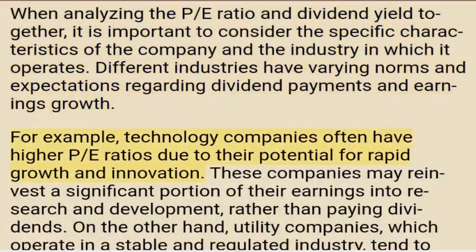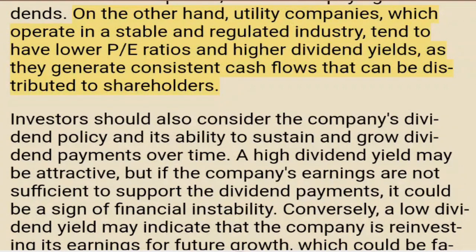For example, technology companies often have higher P/E ratios due to their potential for rapid growth and innovation. These companies may reinvest a significant portion of their earnings into research and development, rather than paying dividends. On the other hand, utility companies, which operate in a stable and regulated industry, tend to have lower P/E ratios and higher dividend yields, as they generate consistent cash flows that can be distributed to shareholders.